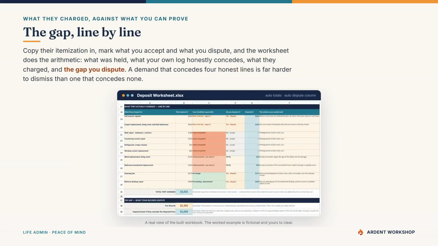Then, at the end, the deposit worksheet. What they are holding, what your own log honestly concedes, what they actually charged, copied in line by line, and the gap between those two, which is your letter. It even carries half of any line you only partly dispute, because a demand that concedes 4 honest charges is far harder to dismiss than one that concedes none.